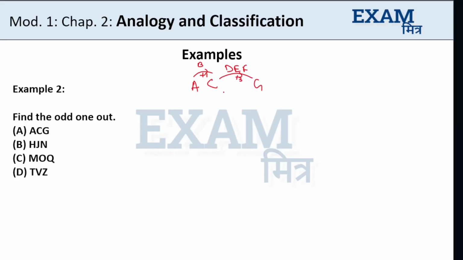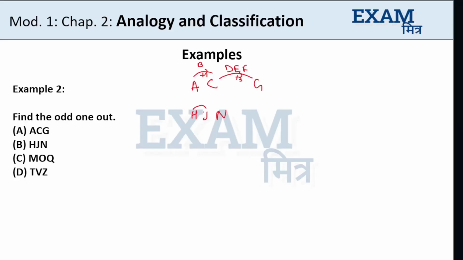So what did we observe? If we want to get C, then we need to skip one letter. If we want to get G from C, we will skip 3 letters. Similarly, is this relation followed in H, J and N?